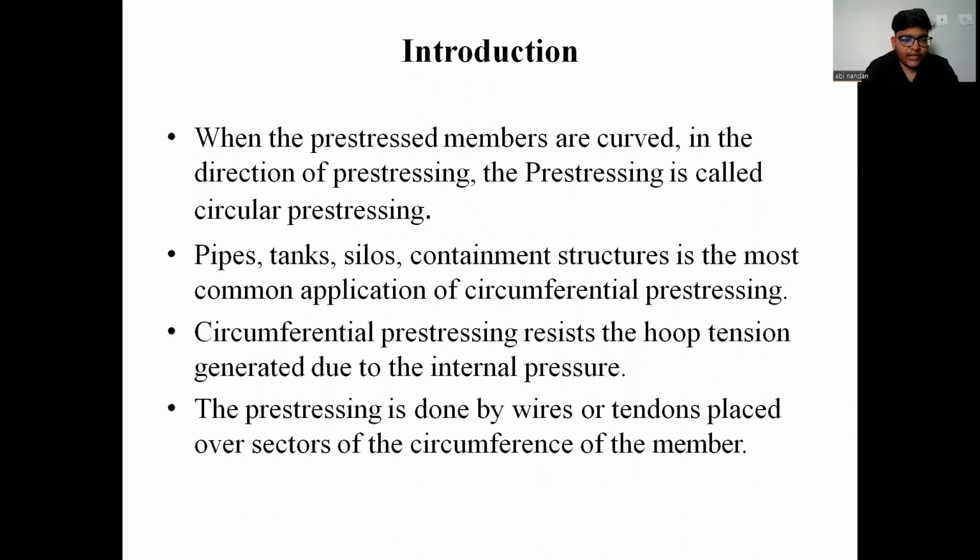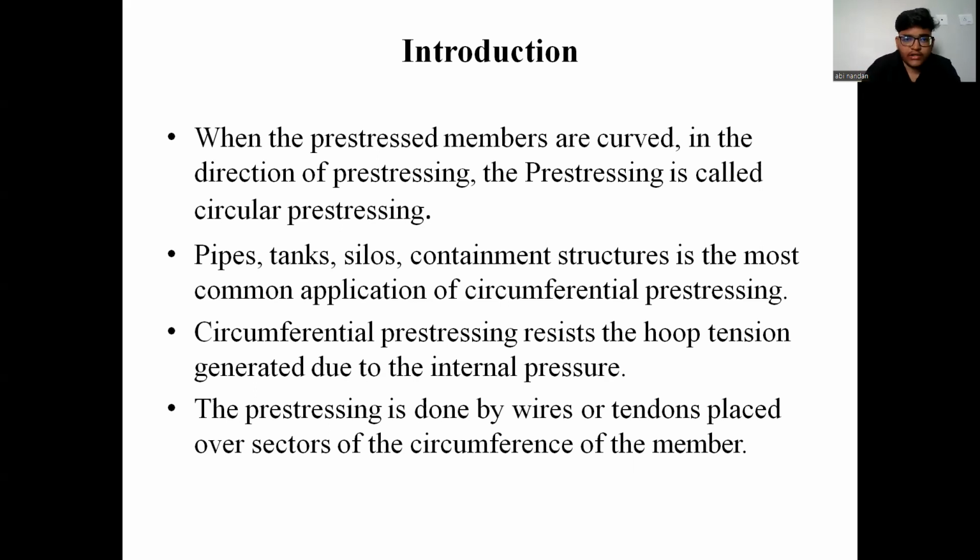The wires or tendons lay outside the concrete core. The pre-stressing is done by the wires or tendons placed over the circumference of the member. Hence, the center of gravity of the pre-stressing steel, the CGS, is outside the core of the concrete section. The hoop compression stress is generally considered to be uniform across the thickness of the thin shell. Hence, the pressure line lies at the center of the core of the concrete.